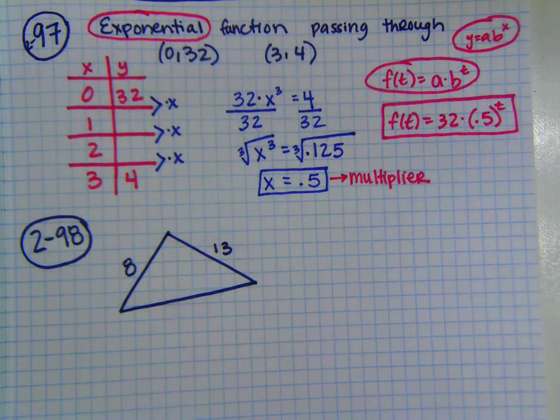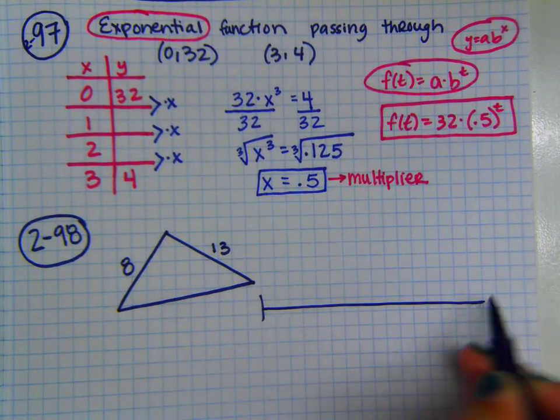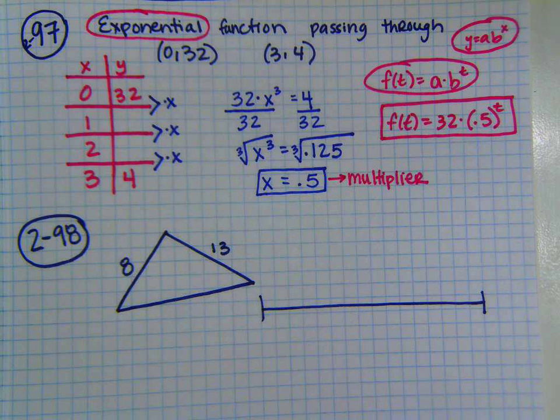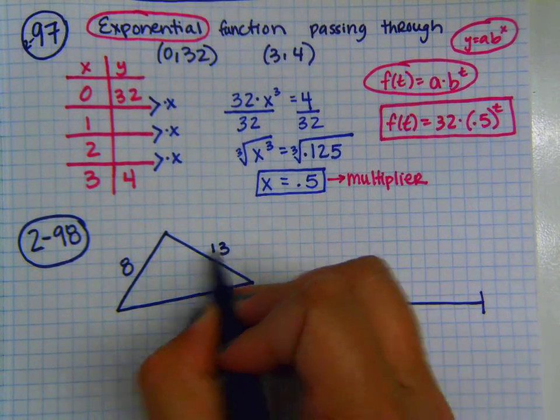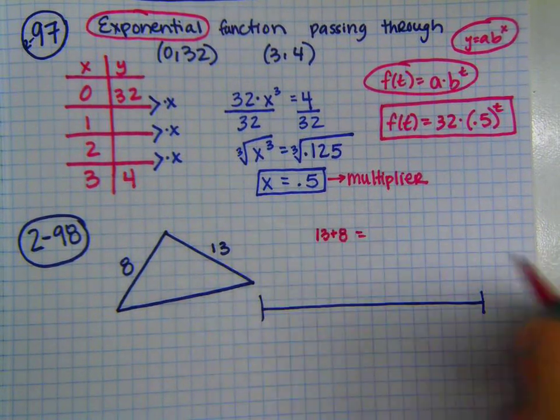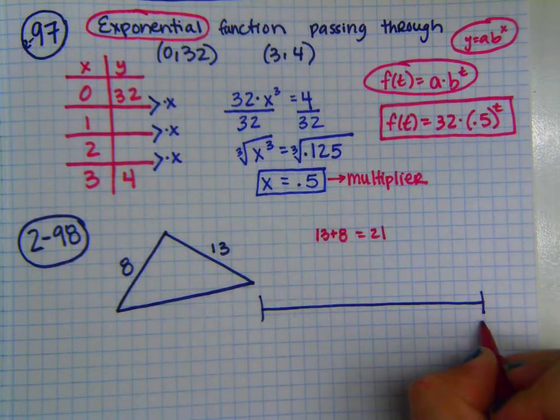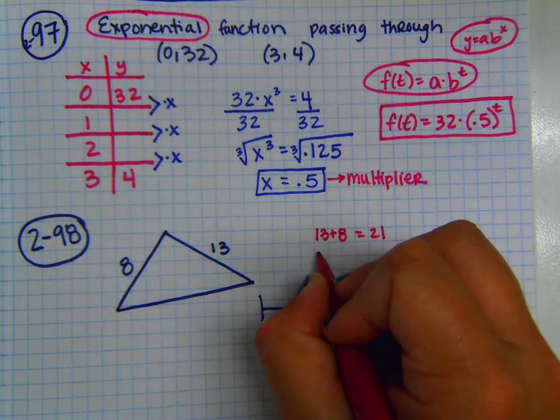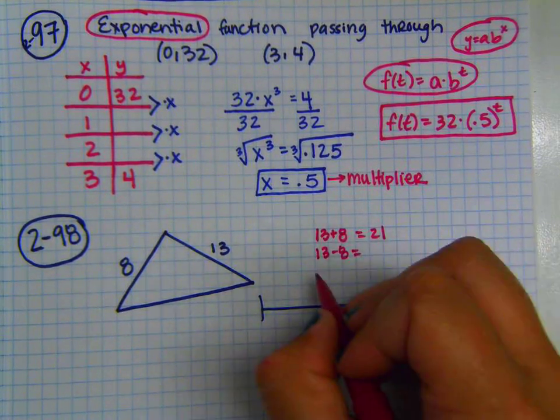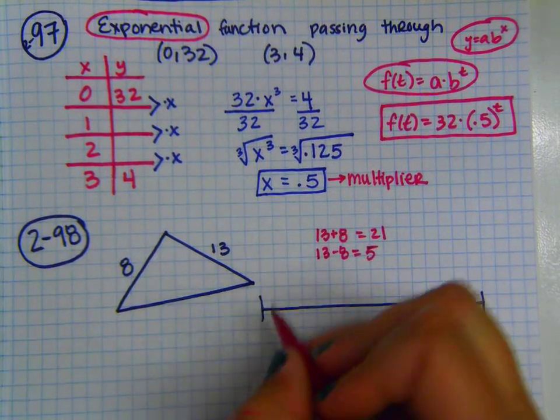Now some teachers teach this a different way. I like to use a number line. On my number line, there are going to be some numbers that work, and some numbers that don't work. The way we figure that out is we add those two numbers together. So we do 13 plus 8, and that's going to be 21. And 21 is going to go over here. Then let's subtract those two numbers. 13 minus 8 will be 5. And 5 is going to go here.